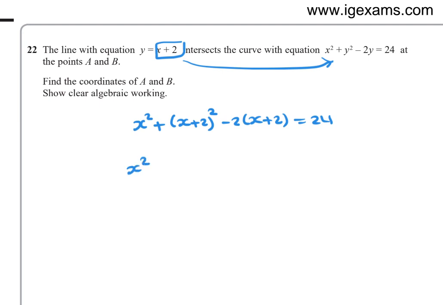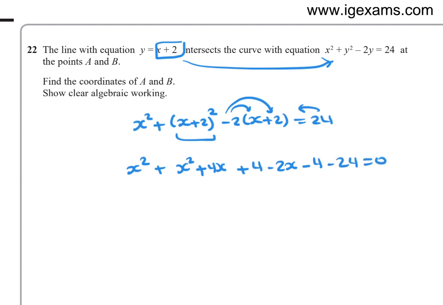Now expand (x plus 2) squared: x times x equals x squared, 2 times 2 is 4, and 2 times 2 times x is 4x. Or you can multiply the two brackets together. Negative 2 times x, negative 2x. Negative 2 times 2, negative 4. And you can transpose 24 to the other side by negative. Now combine the like terms. x squared plus x squared, so 2x squared. 4x minus 2x is 2x.